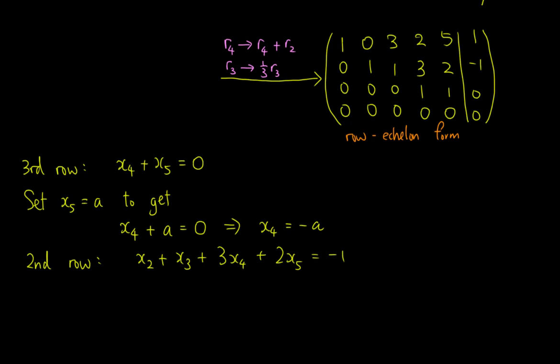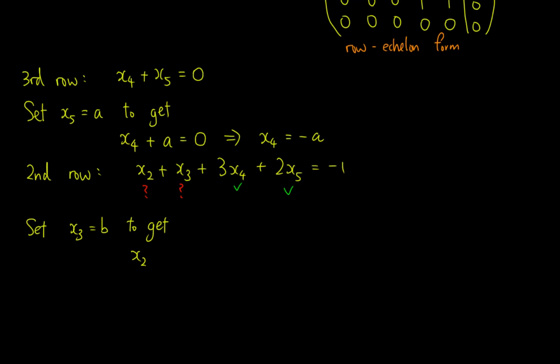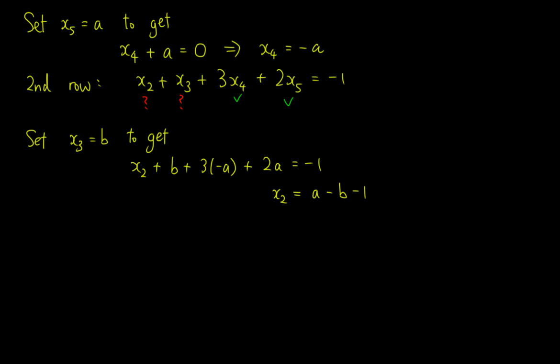Now the second row is x2 plus x3 plus 3x4 plus 2x5 equals -1. We already have x4 and x5 in terms of a, and we have to find x2 and x3. So we set x3 as a parameter, say b, and get x2 plus b plus 3 times -a plus 2a equals -1. So we have x2 equals a minus b minus 1.